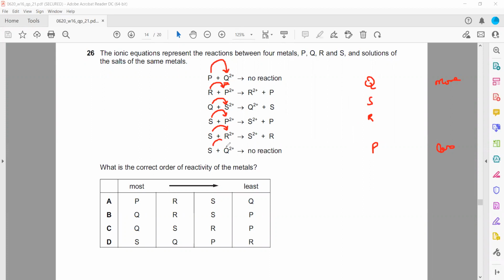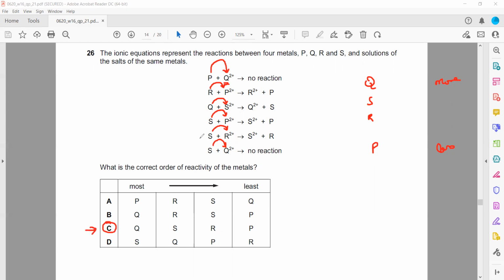And when we check S with Q, S is not able to displace Q, it means S is less reactive than Q. So what is the order of the reactivity? Which is the most reactive? Q is more reactive than S, S is more reactive than R, and R is more reactive than P. So Q, S, R, P. So option C will be the right answer.